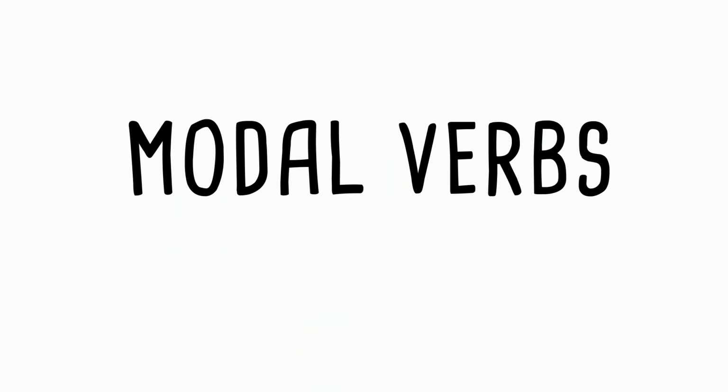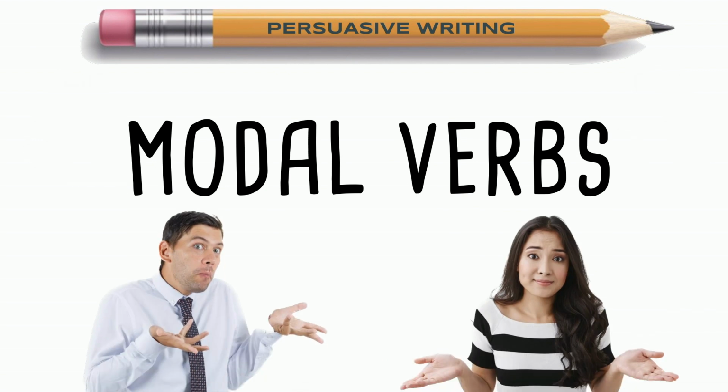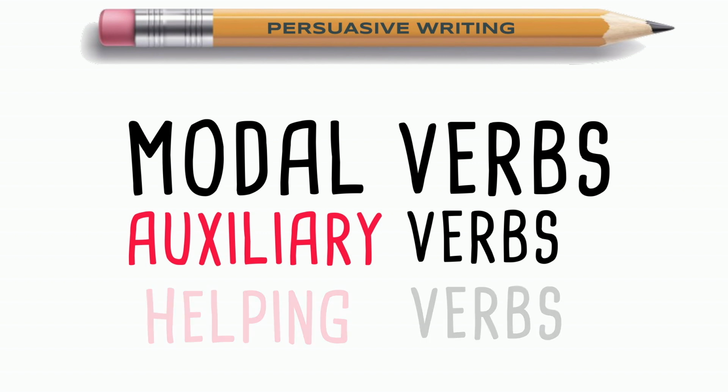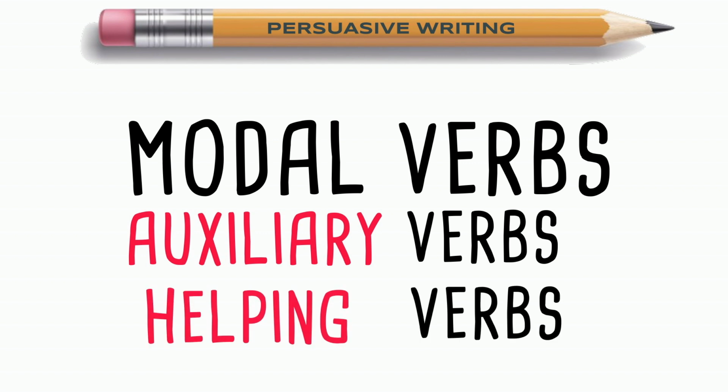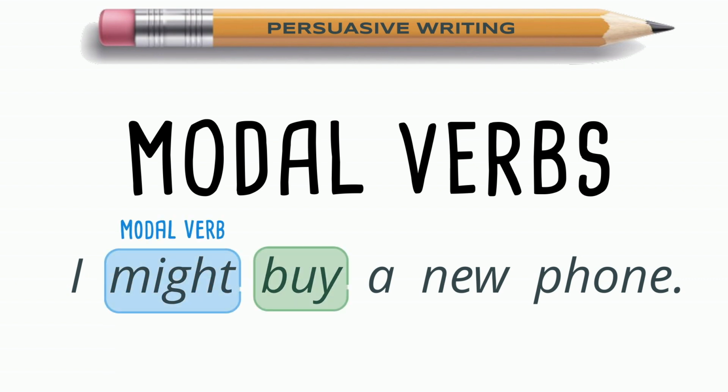Modal verbs are powerful tools for persuasion. But what are they? Modal verbs, also known as auxiliary verbs or helping verbs, are used alongside a main verb to give a little extra information. I might buy a new phone. In this sentence, might is the modal verb and buy is the main verb.